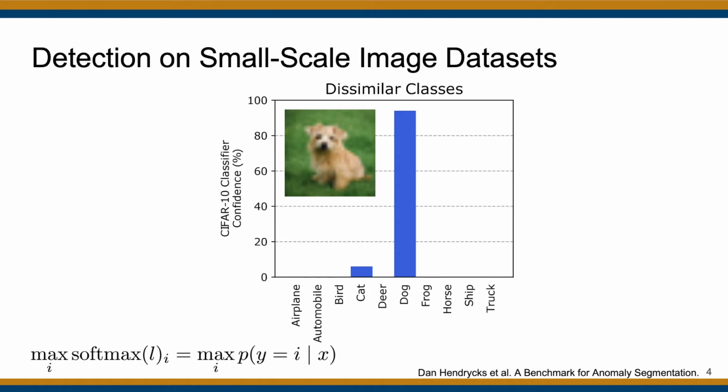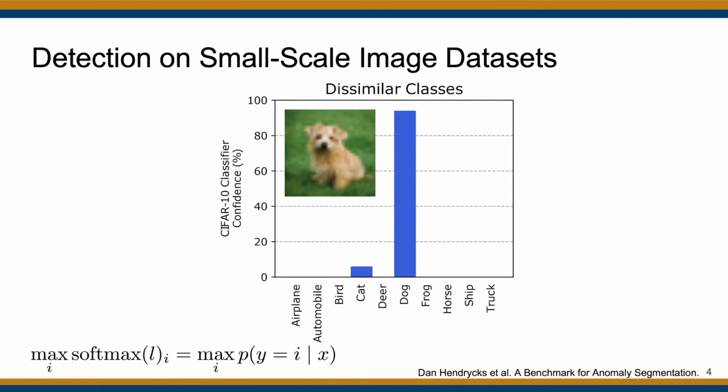Meanwhile, if the image was something irrelevant that didn't belong to any of these classes on the bottom, like, say, a banana, then the confidence of the classifier would generally be much less. So that's one way we can detect anomalies out of the box.